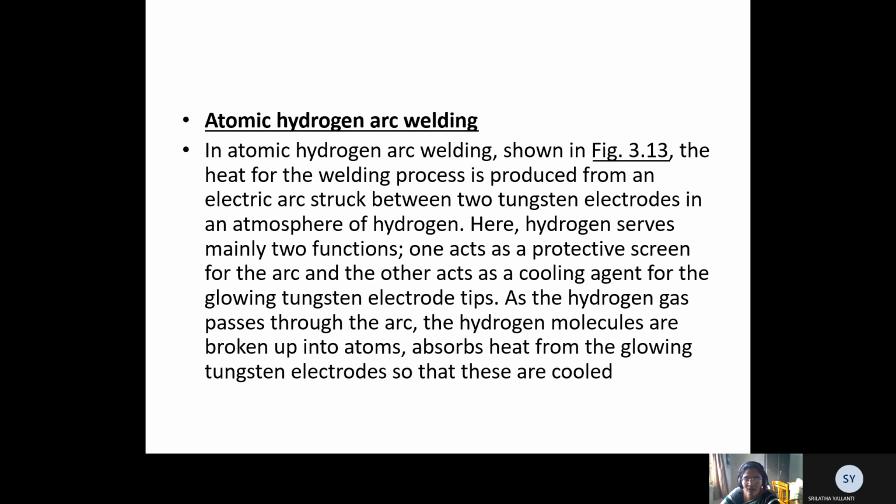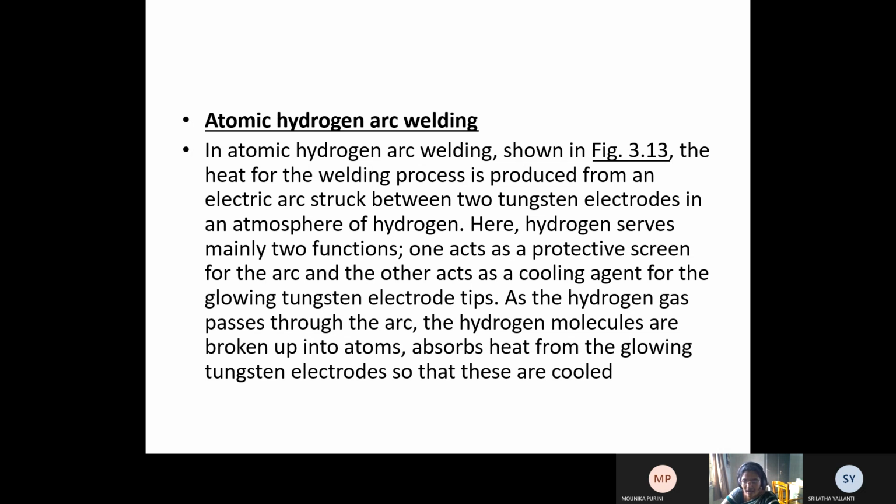Okay, so what is the third welding? The third electric arc welding is atomic hydrogen arc welding. In atomic hydrogen arc welding, the heat for the welding process is produced from an arc struck between two tungsten electrodes in an atmosphere of hydrogen. In previous cases the arc was struck in the air gap, between the electrode and the metal plate.